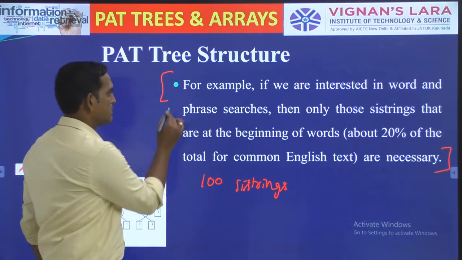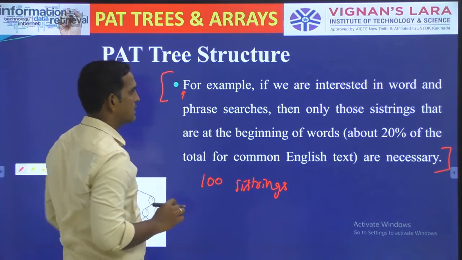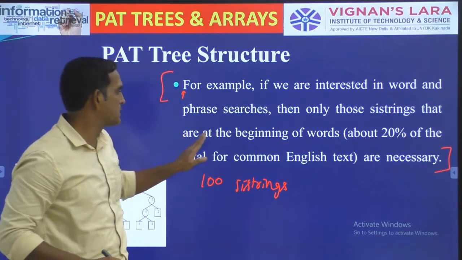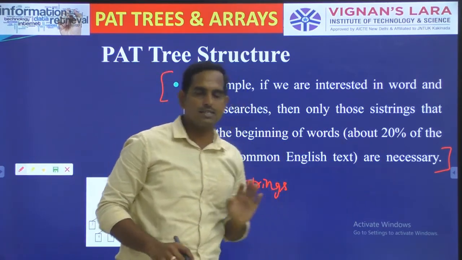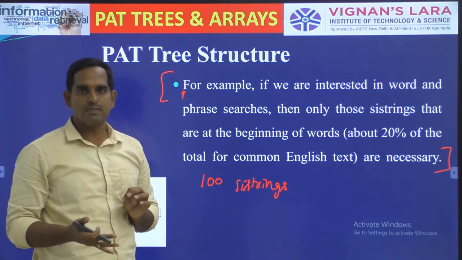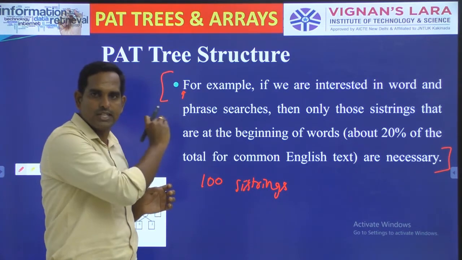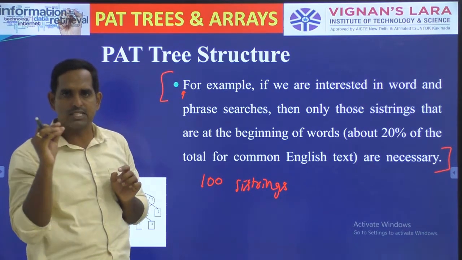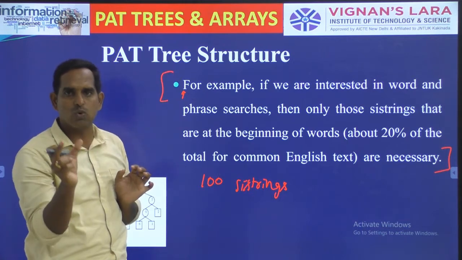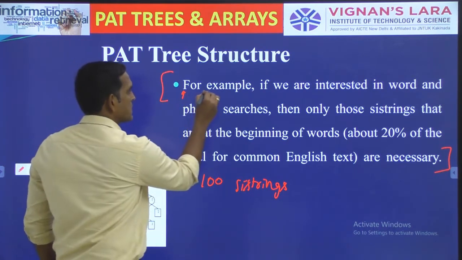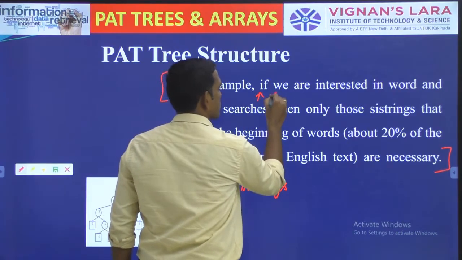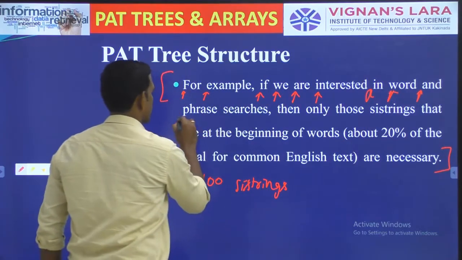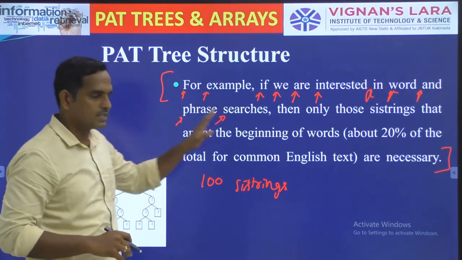Instead of that, I can go for the words. That is, if you are interested in word and phrase searches, then only those strings that are at the beginning of the words are necessary. If you are searching for words, you need not search each and every character in the text. You can search the words. So you can index each and every individual word like this.